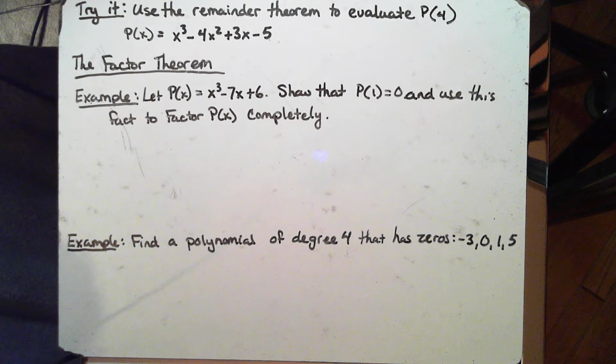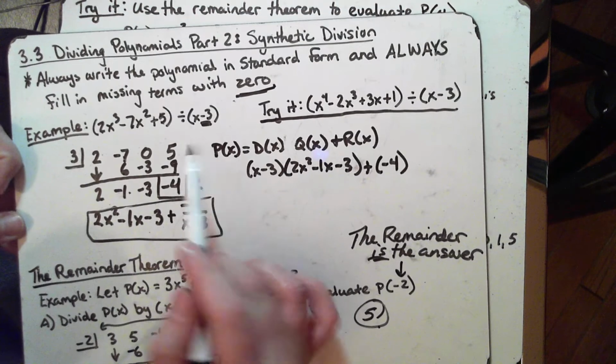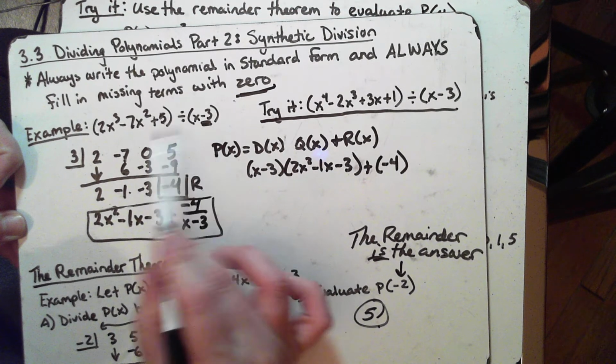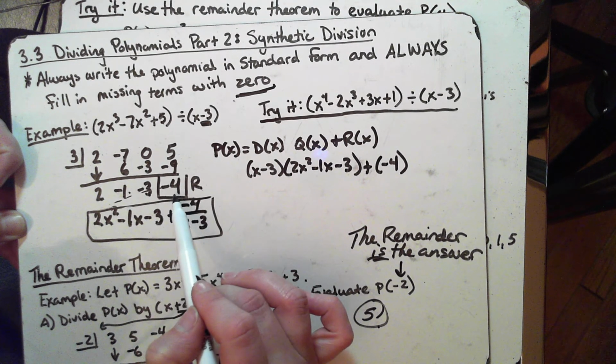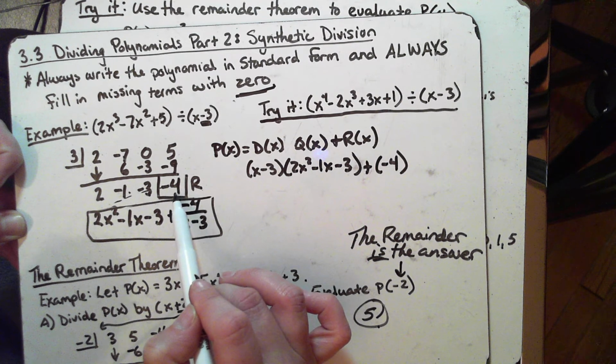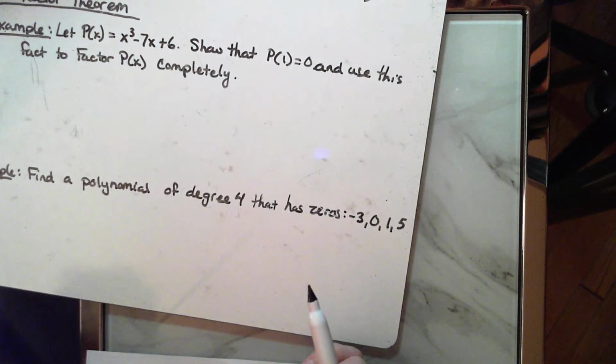Okay, so next I have the factor theorem. If I wanted to know if a binomial is a factor of a polynomial, what I could do is do my division. So hypothetically, if I wanted to know if x minus 3 was a factor of this polynomial, I would do my division. If the remainder is 0, then yes, it is a factor. If the remainder is not 0, then no, it's not a factor. Okay, and this is something that you do in Algebra 2, but you may not remember it.